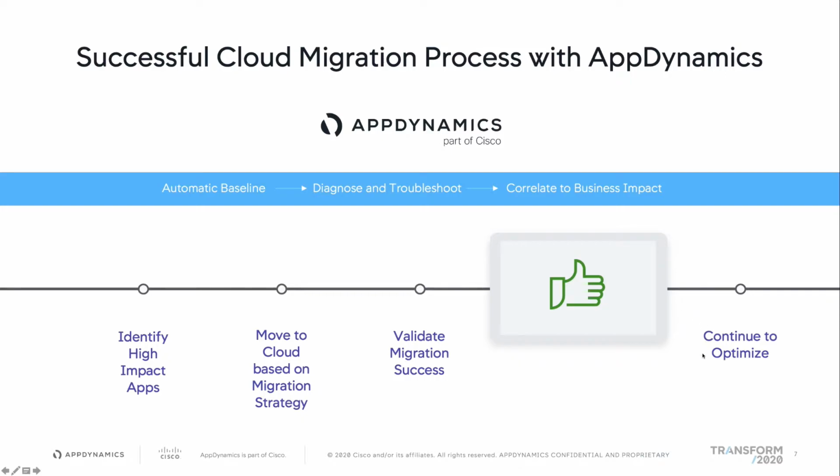And then finally, you continue to optimize your code so you can reduce your cloud cost and make your release cycle much faster. Let's find out how you can do it.